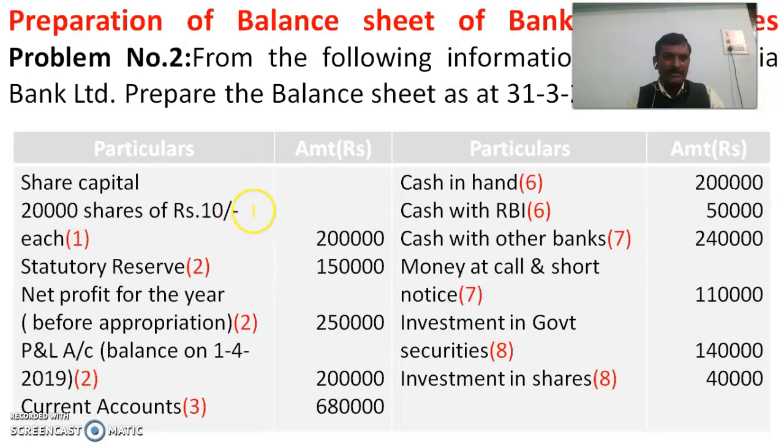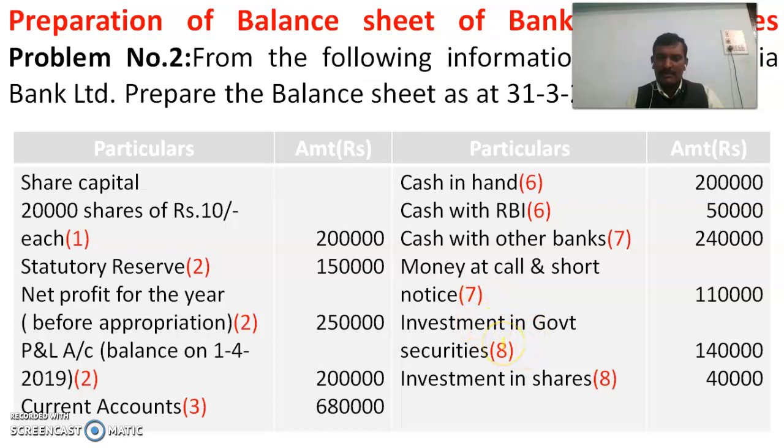So share capital is an item of schedule number 1, statutory reserve schedule number 2, right? Net profit for the year before appropriation, so it is schedule number 2. Then profit and loss brought forward balance here is schedule number 2. Current account is an item of deposits, it comes under schedule number 3. Then cash in hand is an item of schedule number 6. Cash with RBI is also schedule number 6. Cash with other banks is schedule number 7. Money at call and short notice is also an item of schedule number 7.